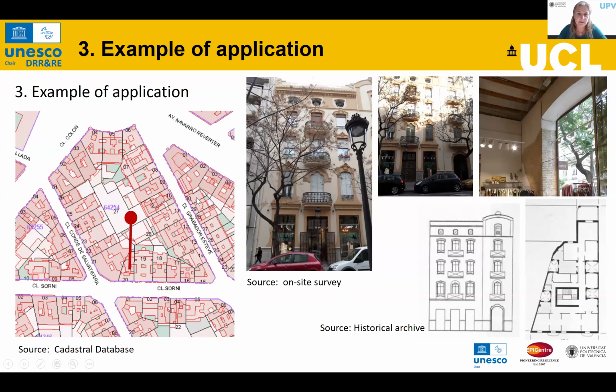In this case, this is my facade. I've got some data from the cadastral database, the number of the block and the building, the urban layout. I have some pictures from the on-site survey, not only regarding the layout of the openings, but also the structural characteristics. I've got the measure of the thickness of the wall. I can see that it's made with bricks. I can see also the horizontal structure. And I have also the original drawings from the historical archive.